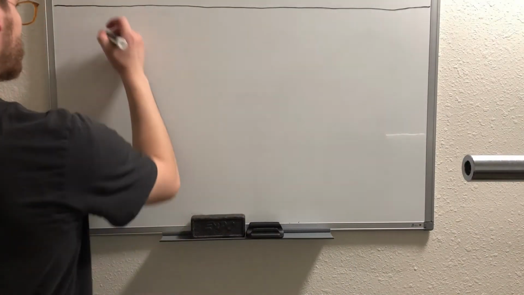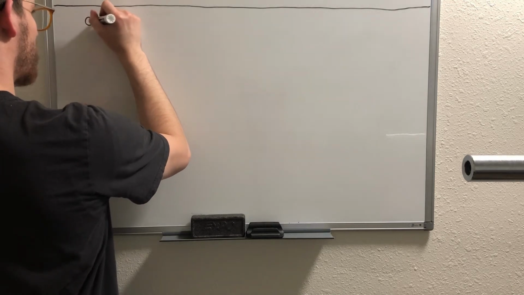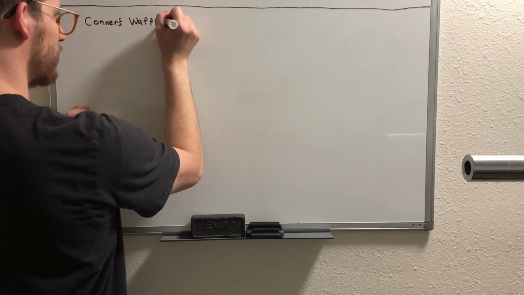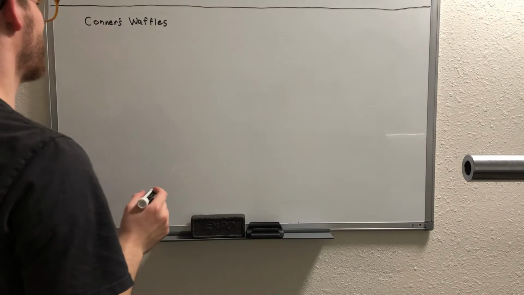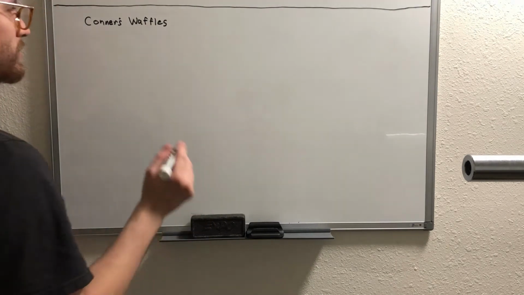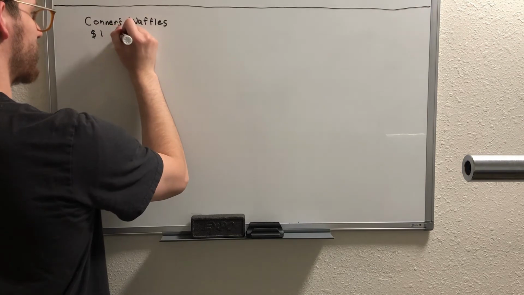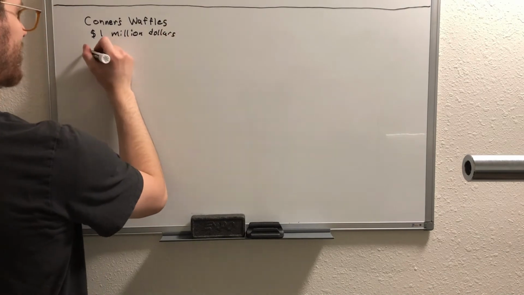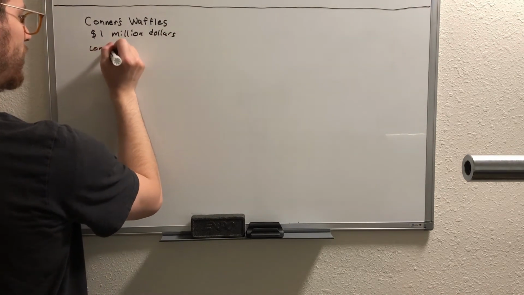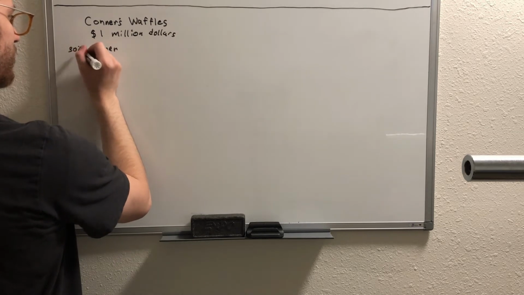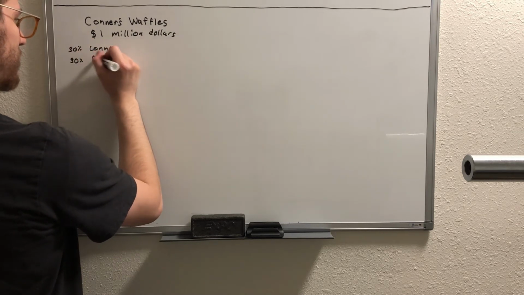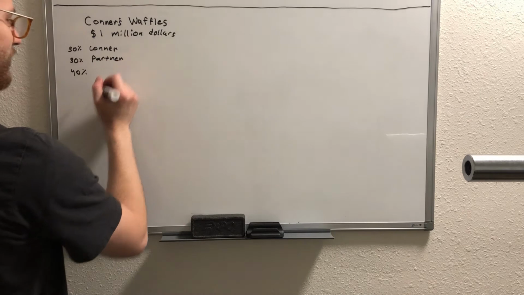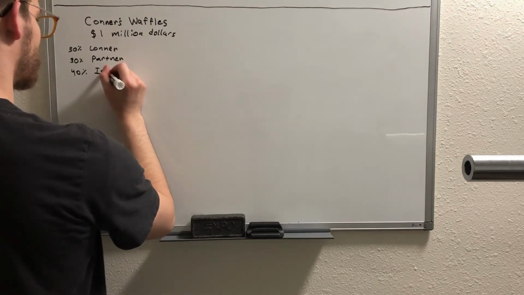Let's say we have a startup and let's call it Connor's Waffles. Let's say I've been operating this business for a little bit, and my company's worth $1 million. And we're going to say that I own 30%, my business partner owns 30%, and then there's 40% left that we're going to use for investors. So we're going to use it to make money.